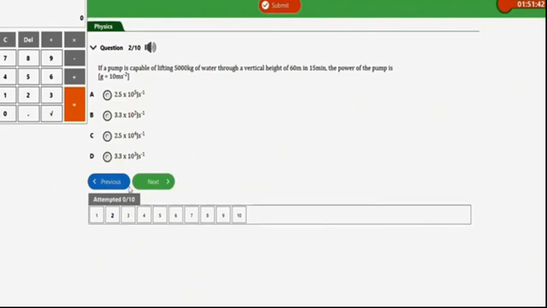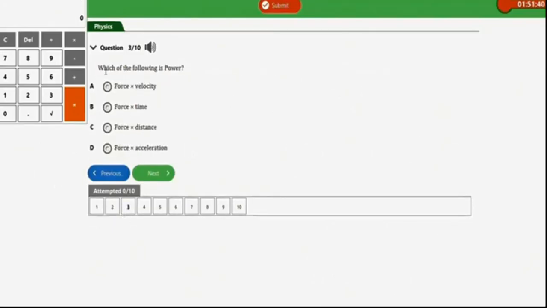The next repeated question will be this question. It says, which of the following is power? I think we have solved this question before when we solved problems in work, energy and power. This shows you that this question is often repeated. The correct option here is Option A, which is force times velocity, equivalent to power. Let's go to the next repeated question.